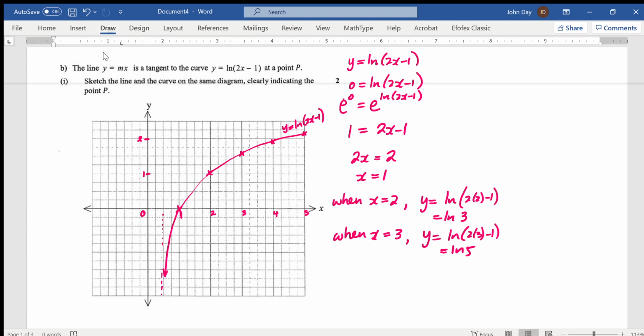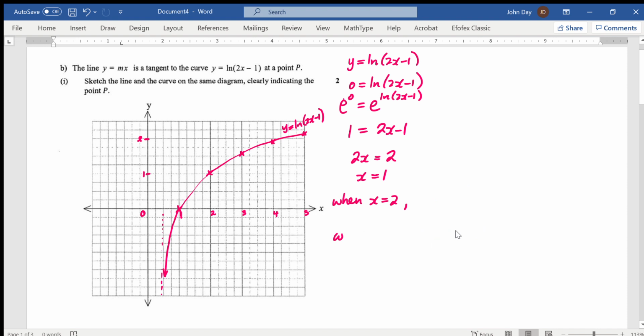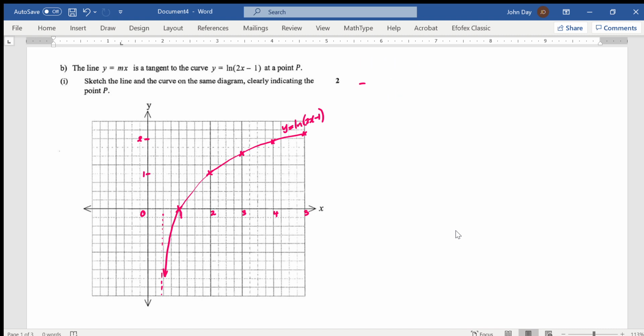So I'm just going to get rid of the working that I used for that, because that was just to get the picture on the page. And we're going to go ahead and try and answer this question. So there we go. Let's pick up a pen again, and away we go. We've got the line y equals mx, which is a tangent to that curve at some point P. Now, we want to work out where the point P should be on that graph.